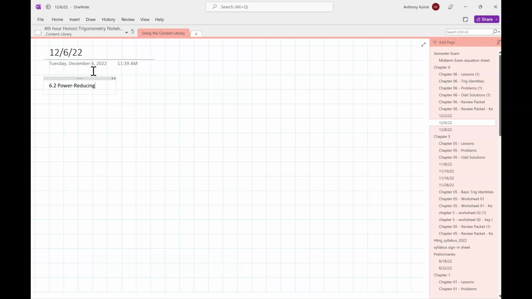In the previous lesson, we talked about the sum and difference identities, as well as the double angle identities. Today, we're going to talk about the power reducing identities and the half angle identities.